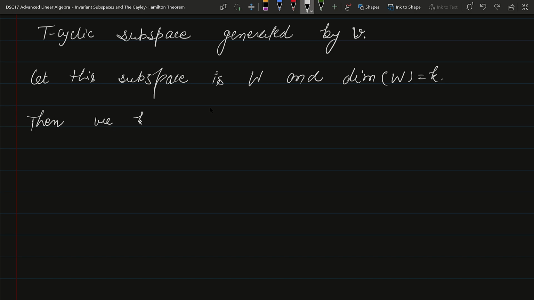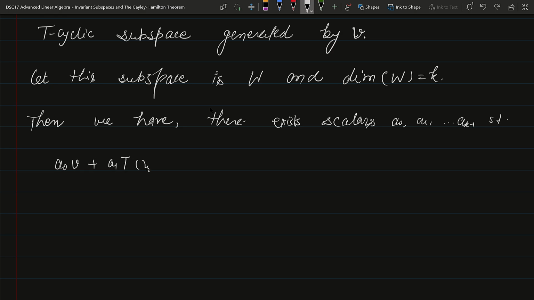we have that there exist scalars a naught, a1 and so on ak minus 1, such that a naught v plus a1 T of v plus a2 T square of v plus and so on plus ak minus 1 T to the power k minus 1 of v plus T to the power k of v will be equal to 0. Okay, let us call this equation number 1.